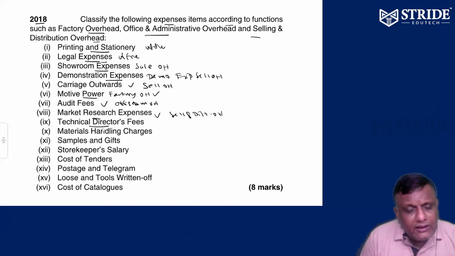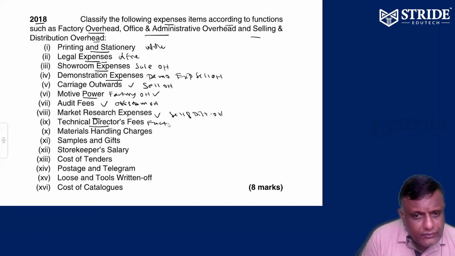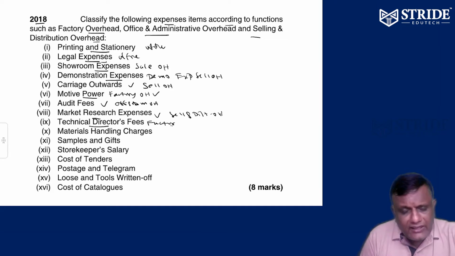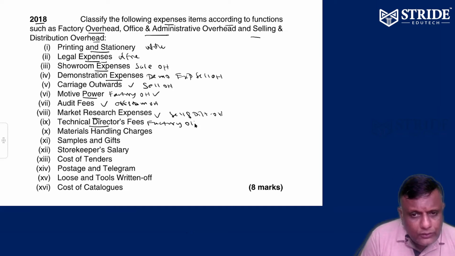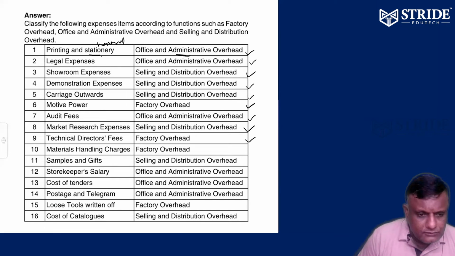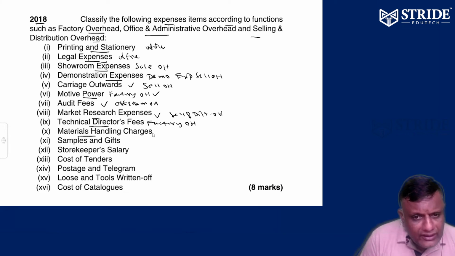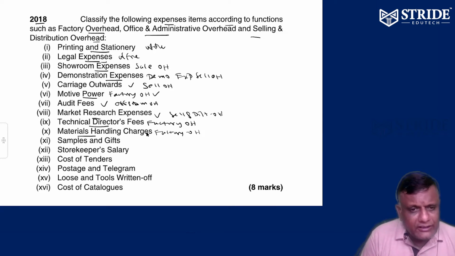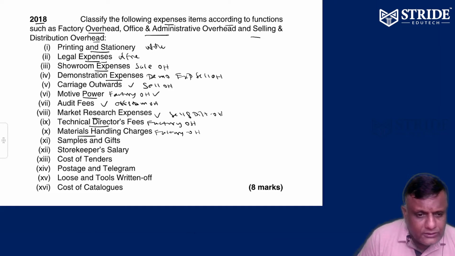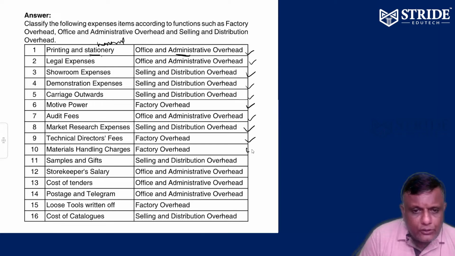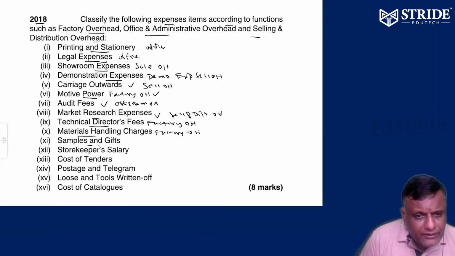Technical director fees. Technical director's office is available only in the factory. Technical director, sales director, selling director, general director, office. Technical director, factory. So it's related to factory overheads. Generally, material handling will be done only in the factory. Any storekeeper available is related to factory only. So material handling is part of factory overheads. Next one, samples and gifts, generally to attract the customer. So they are all related to selling overheads.